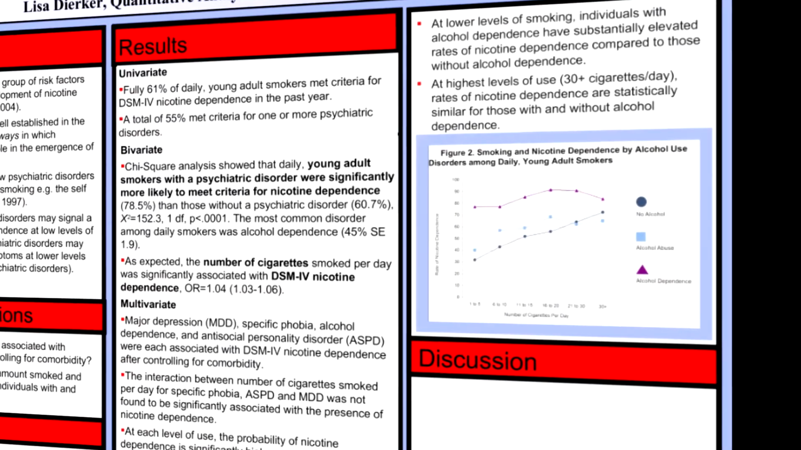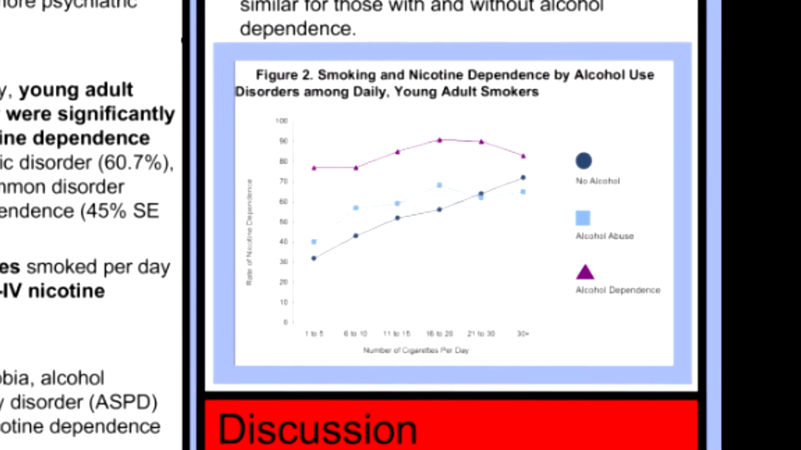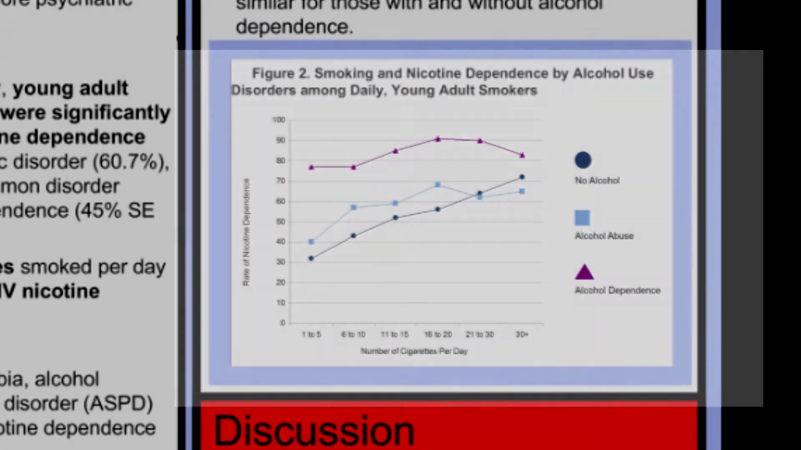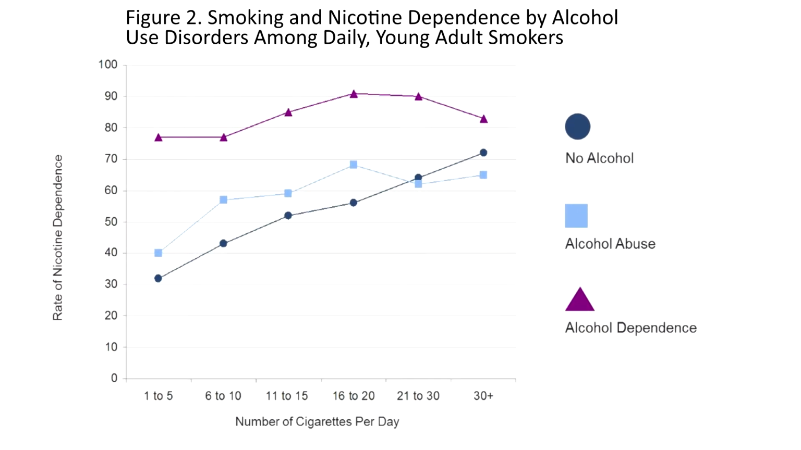We illustrate this statistical interaction showing that at lower levels of smoking, individuals with alcohol dependence have substantially elevated rates of nicotine dependence compared to those without alcohol dependence, while at the highest levels of smoking, rates of nicotine dependence are statistically similar for those with and without alcohol dependence.